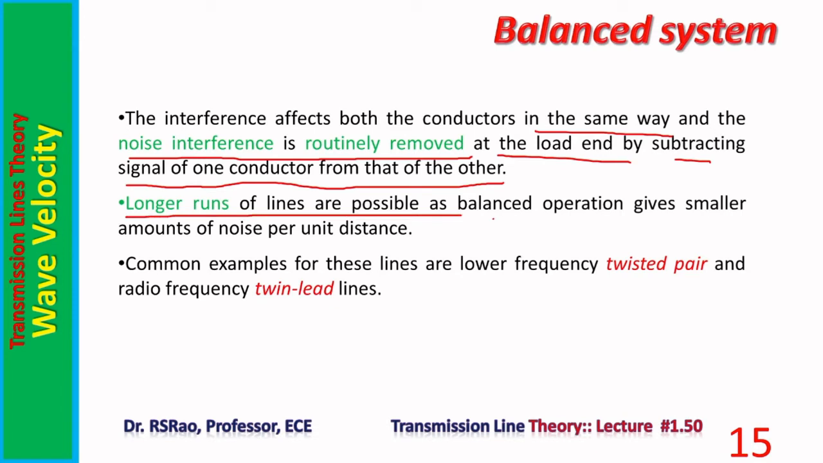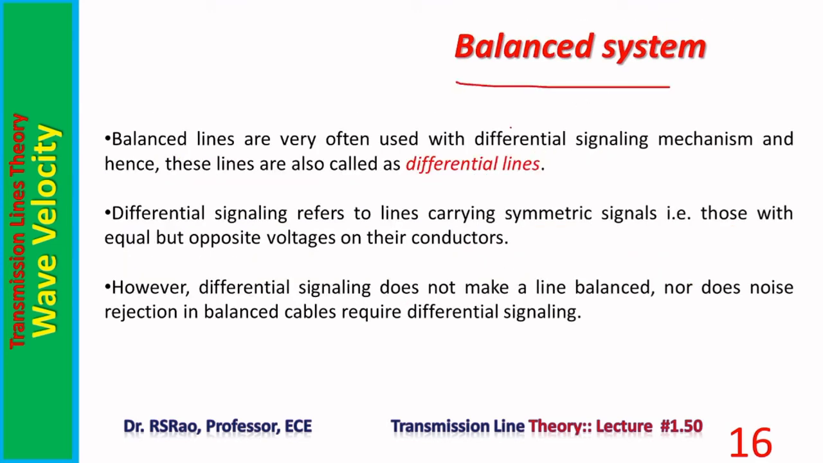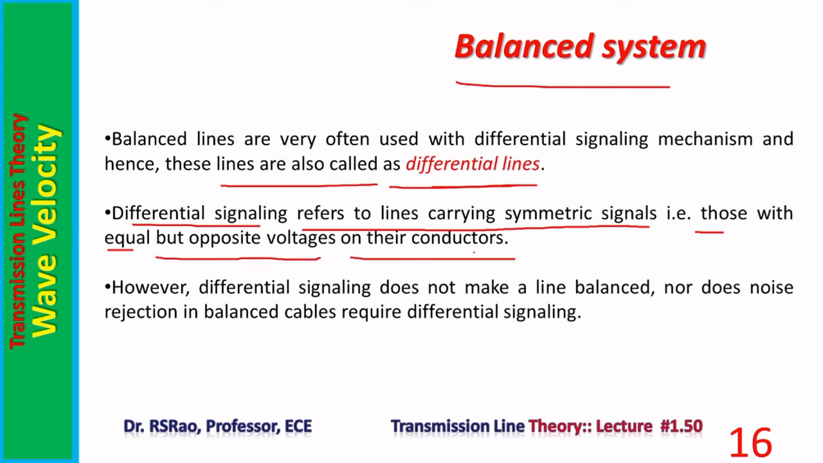Longer runs of lines are possible as balanced operation gives smaller amounts of noise per unit distance. Common examples are lower frequency twisted pair and radio frequency twin lead lines. Some more information regarding balanced systems. Balanced lines are very often used with a differential signaling mechanism, and hence these lines are also called differential lines. Differential signaling refers to lines carrying symmetric signals, those with equal but opposite voltages on their conductors. However, differential signaling does not make a line balanced, nor does noise rejection in balanced cables require differential signaling.